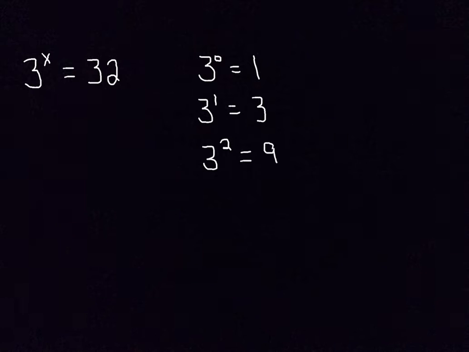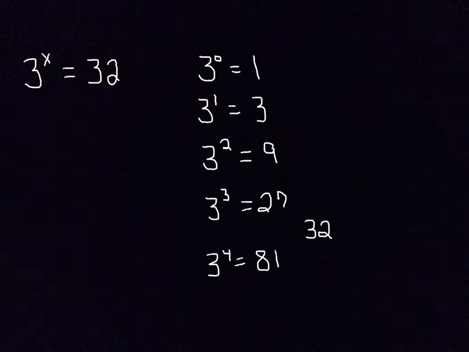In our first example, we have a problem like this. It says 3 to the x is equal to 32. So 3 to what power is equal to 32? Now, we could probably get some kind of a guess. We know that 3 to the 0 is 1. 3 to the first is 3, so we're still not close to it yet. 3 squared is 9. 3 to the third is 27. Oh, we're really close. 3 to the fourth is 81.